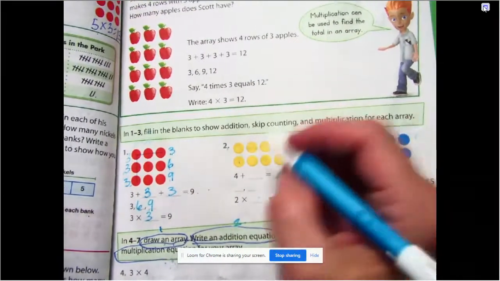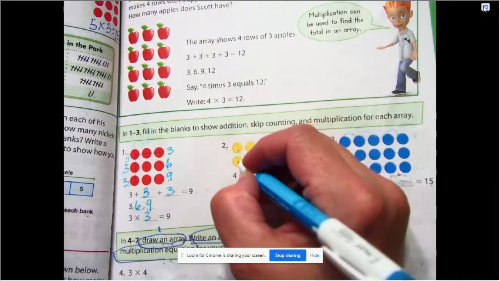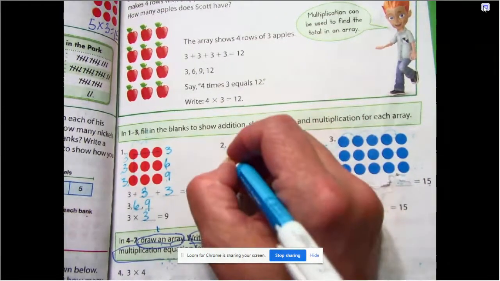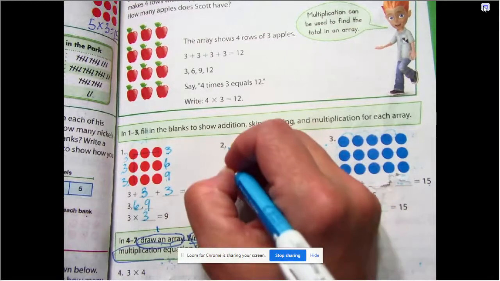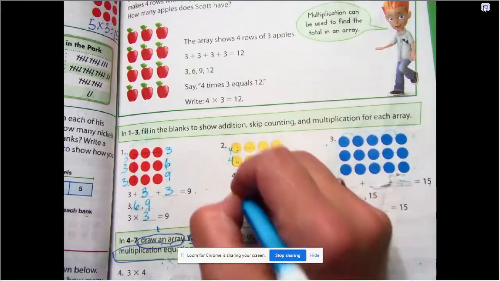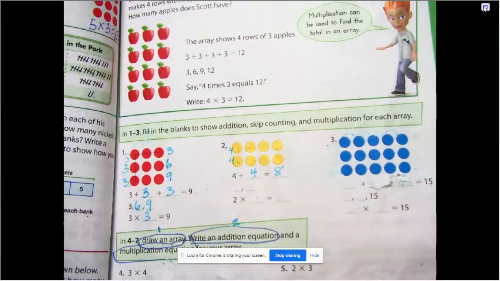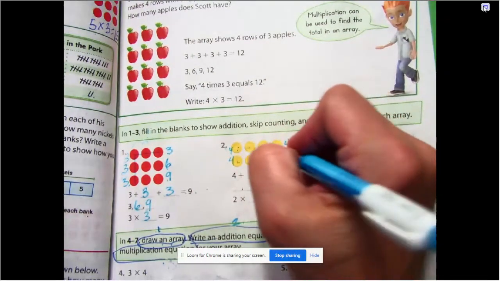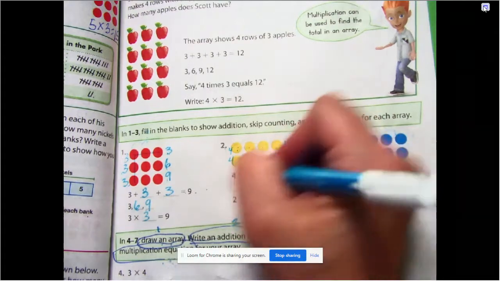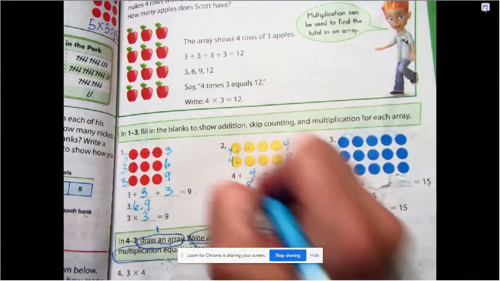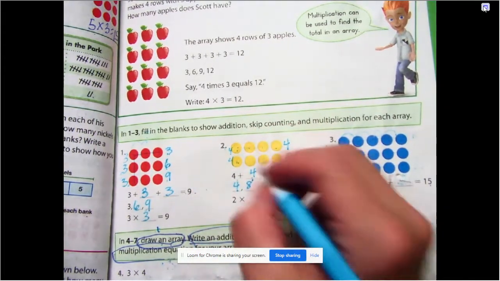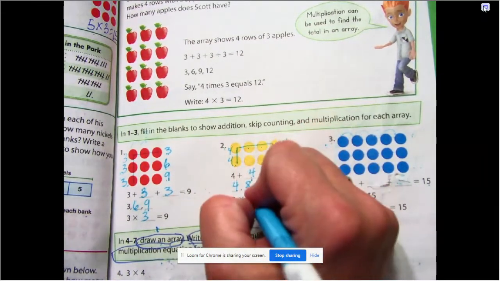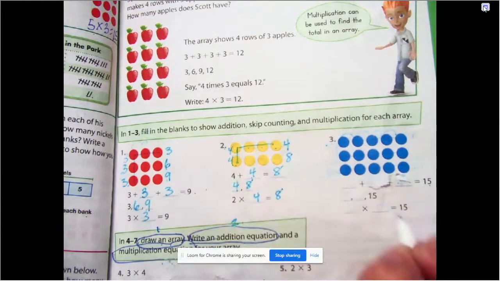Okay. On number 2, we have an array with 2 rows and 1, 2, 3, 4 in each. So this one is 4, plus this one is 4. 4 plus 4 is 8. Okay, then if we skip counted, 4 would be the first number, and then 4 plus 4 is 8. So 4, 8. And then it says, how many groups do we have? We have 2 groups of 4. 2 groups of 4 equals 8.